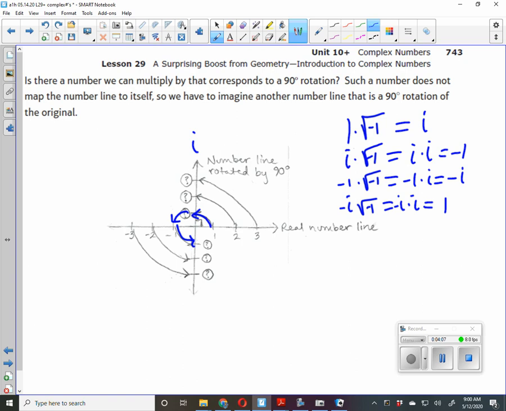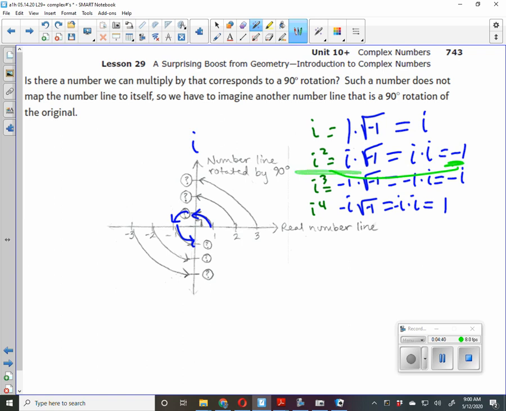Kind of an interesting scenario. Now this is just i. This is going to be i squared. This is going to be i cubed. This is going to be i to the fourth power, in case you're looking at it in that notation. We're mainly going to be looking at i squared. Notice that i squared always equals negative 1.